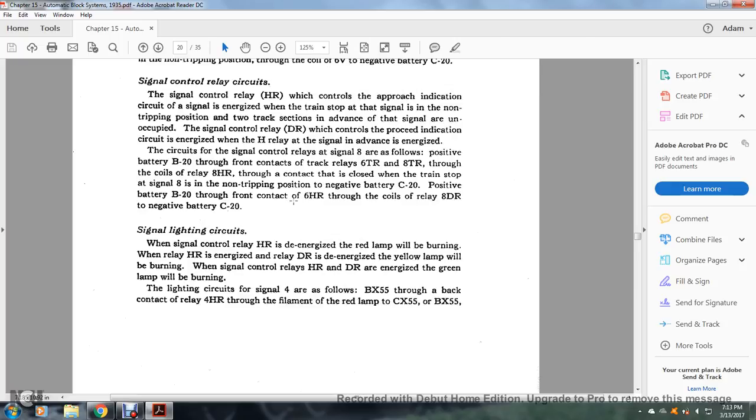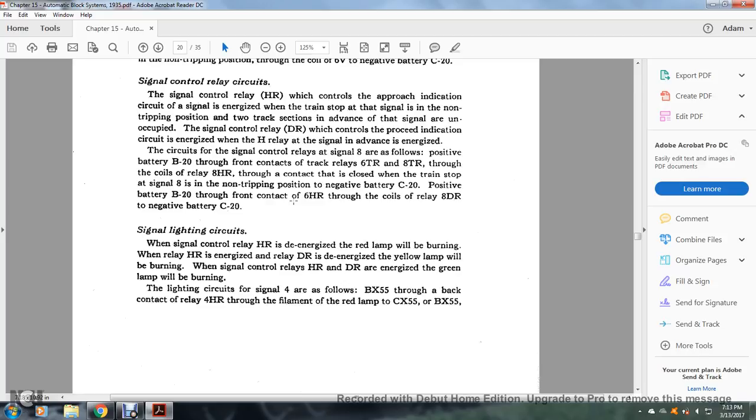Signal control relay circuit. The signal control relay HR controls the approach indication of the signal, energized with the train stop of the signal in the non-tripping position. The two track sections in advance of the signal are unoccupied. The signal control relay DR, which controls the proceed indication circuit, is energized with the H relay as the signal advances and is energized.